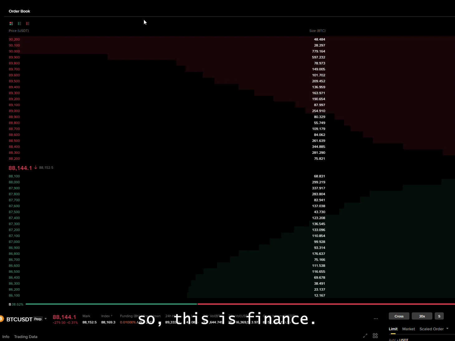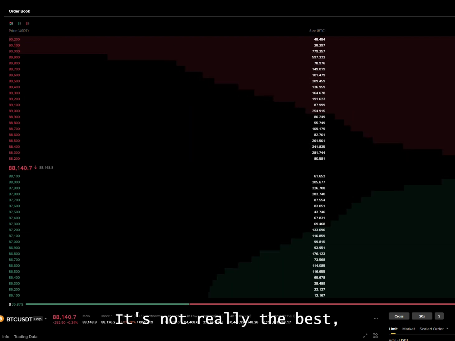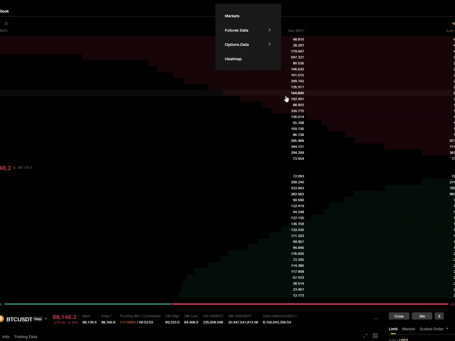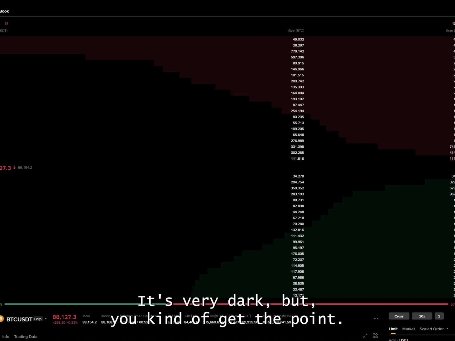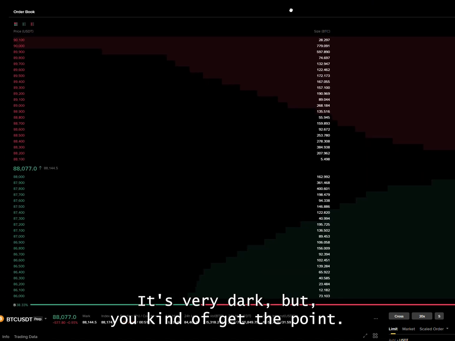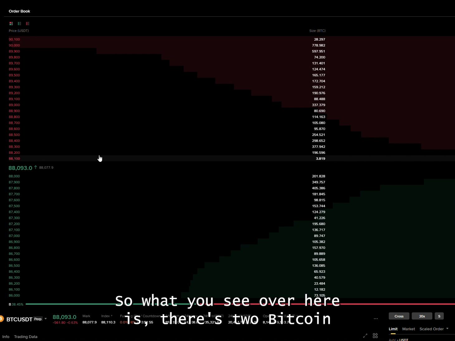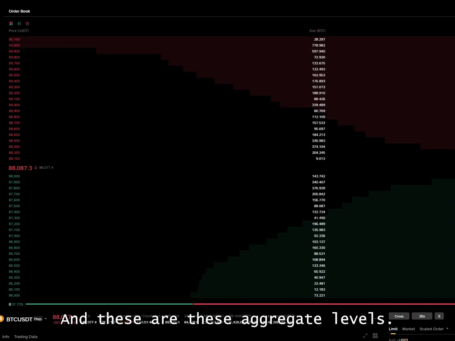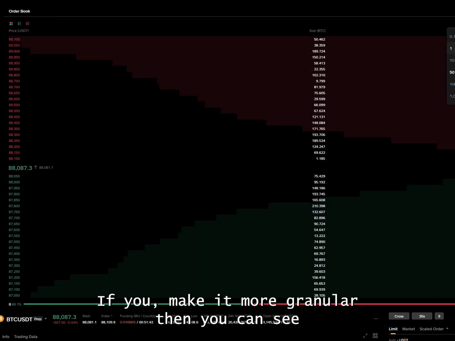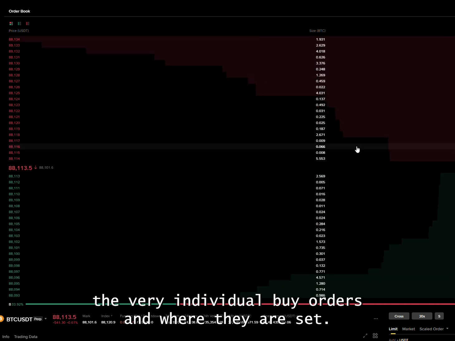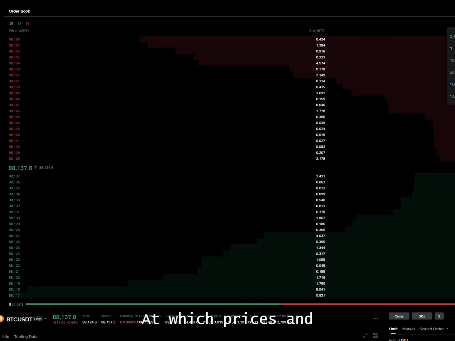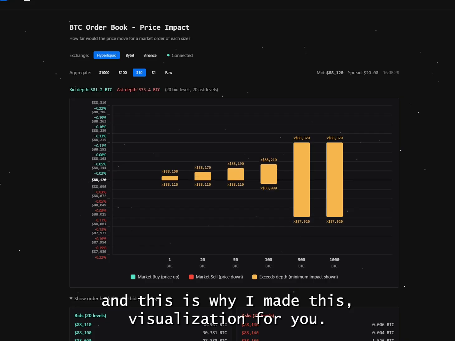So this is Binance. It's not really the best visualization that is out there. It's very dark, but you kind of get the point. What you see over here is there's 2 Bitcoin for sale at 88,100, and 88,200 has about 190 Bitcoin for sale, and these are aggregate levels. If you make it more granular, then you can see the very individual buy orders and at which prices they are set.